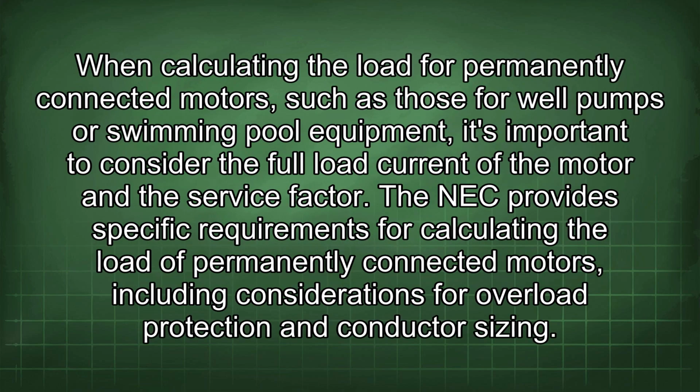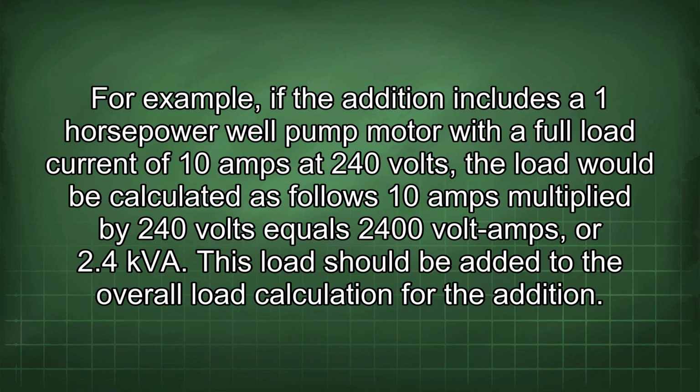When calculating the load for permanently connected motors, such as those for well pumps or swimming pool equipment, it's important to consider the full load current of the motor and the service factor. The NEC provides specific requirements for calculating the load of permanently connected motors, including considerations for overload protection and conductor sizing. For example, if the addition includes a 1 horsepower well pump motor with a full load current of 10 amps at 240 volts, the load would be calculated as follows: 10 amps multiplied by 240 volts equals 2400 volt-amps, or 2.4 kVA. This load should be added to the overall load calculation for the addition.